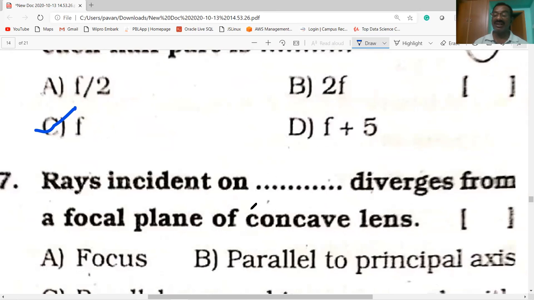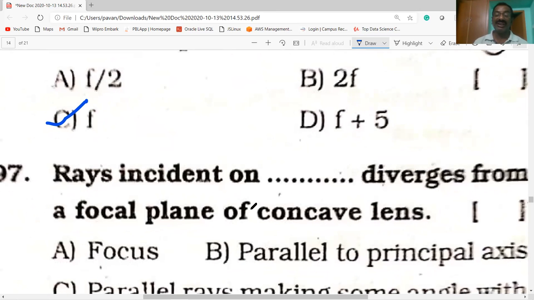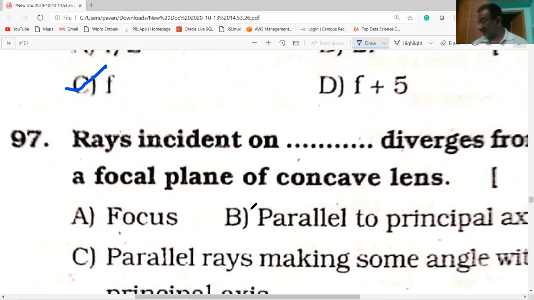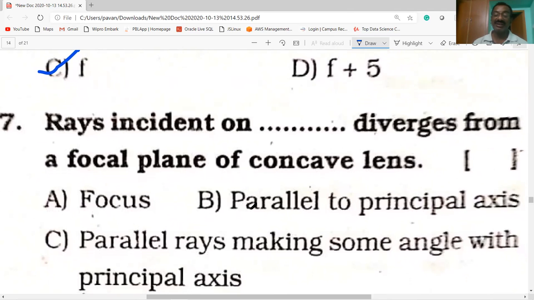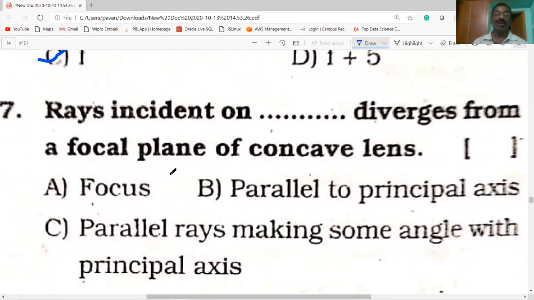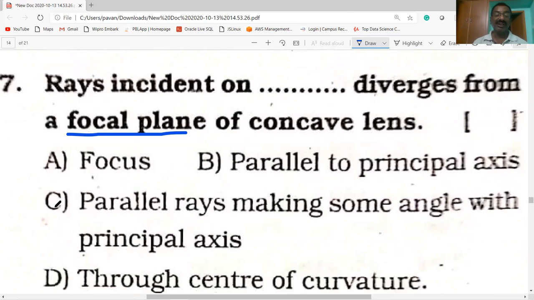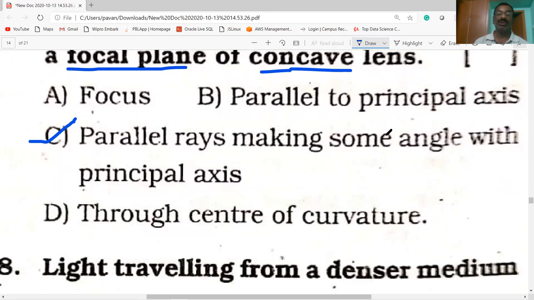Next, rays incident on dash diverge from the focal plane of a concave lens. Tell me. Question 97: rays incident on dash diverge from the focal plane of a convex lens. So parallel rays making some angle with the principal axis. If it is a concave lens, they diverge in the focal plane. If it is a convex lens, they converge at a point in the focal plane.